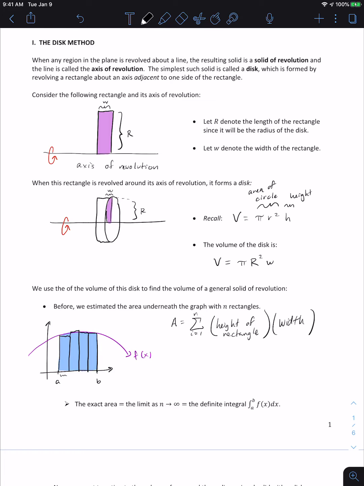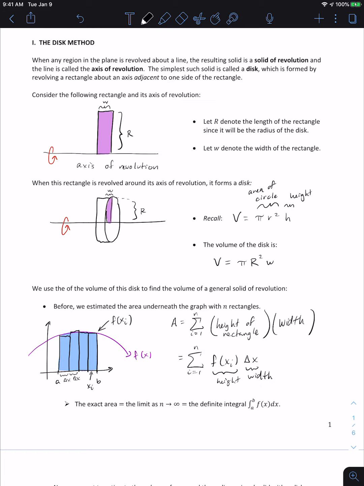When we did this analysis before, we called the width of each rectangle delta x. And then how did we find the height of each rectangle? Well, the height of each rectangle corresponded to the function value f of x at some value. Say this is x sub i, some x value in there. We found the height of each of those rectangles by plugging it into the function. So we got something that looked like this: f of x sub i times delta x, where f of x sub i is the height of each rectangle and delta x is the width of each rectangle.